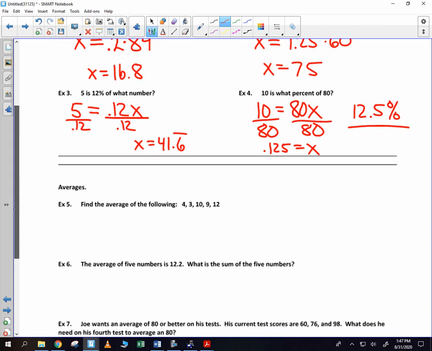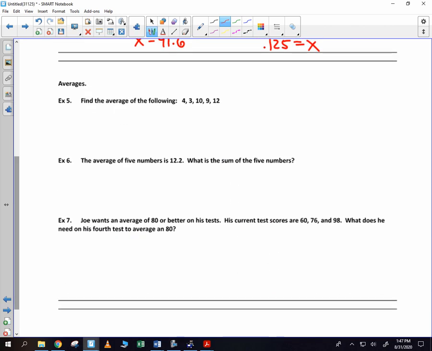Now we're going to talk about averages. The way we determine averages is we take a sum, we divide it by the number of things that we're adding, and that's going to be equal to our average.